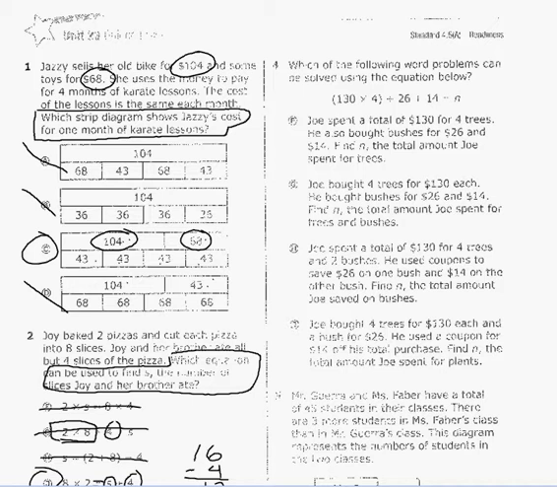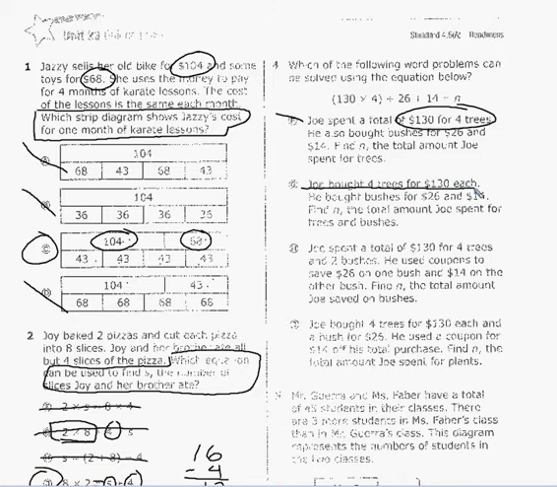It says, Joey spent a total of $130 for 4 trees. So if he spent $130 for 4 trees, that sounds like a division problem to me. If he spent a total of 130 for 4 trees, that doesn't really work. Okay, G. Joey bought 4 trees for $130 each. Okay, that sounds like that might work. That sounds like a multiplication problem right there.